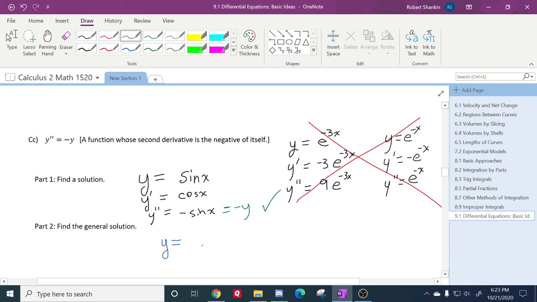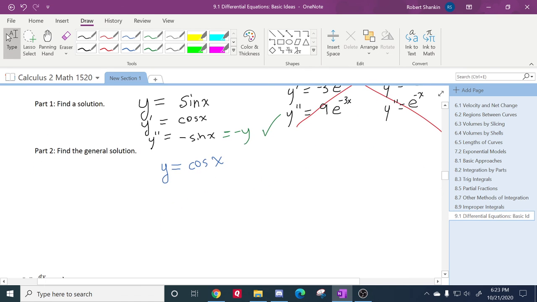We don't have a general solution, but I think we perhaps think that cosine might also work as a solution. Let's check it out. Y equals cosine x. Y prime, the derivative of cosine is negative sine x. Y prime prime, the derivative of sine is cosine. Yes, cosine works just as good as sine.